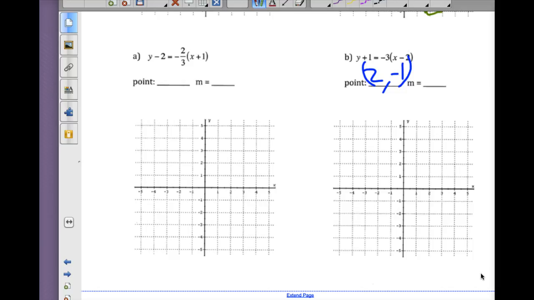Say your point. (2, -1) and the slope is -3. Everybody be careful graphing a -3 slope. If you went up and to the right, erase it and fix it. Nice job, Matthew.